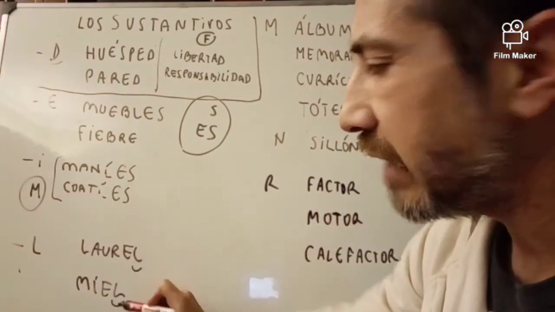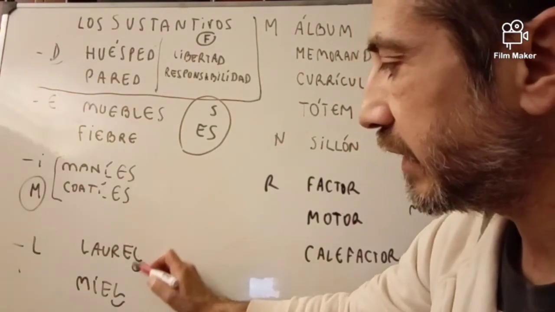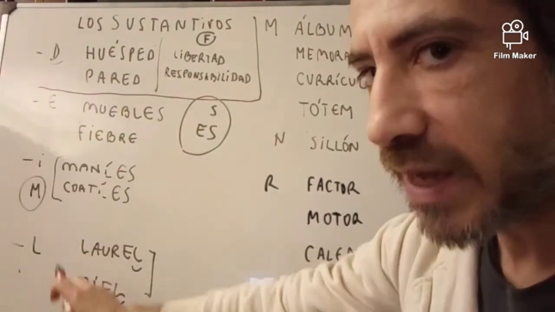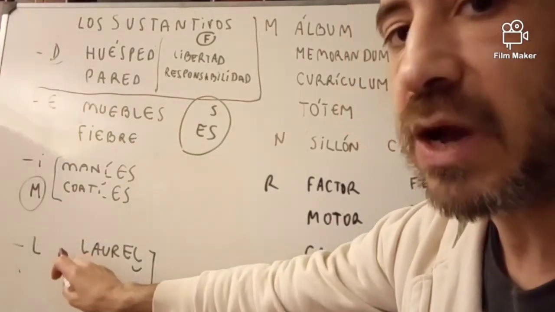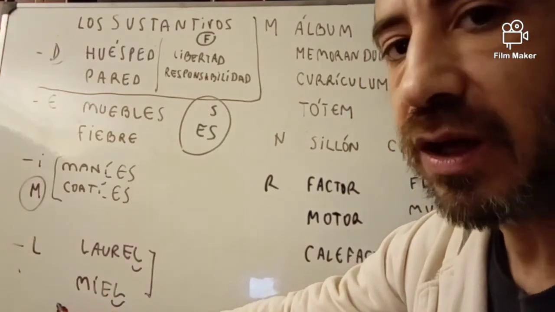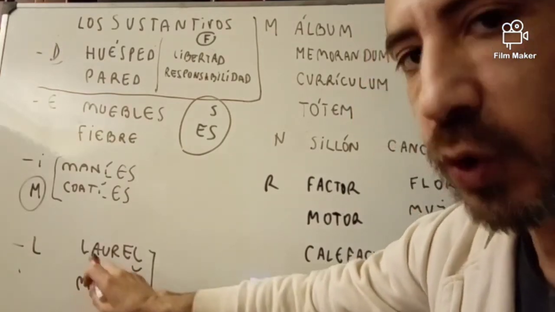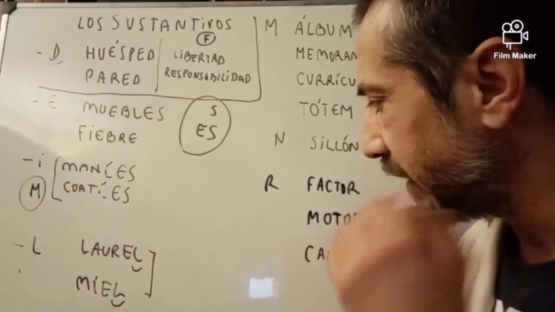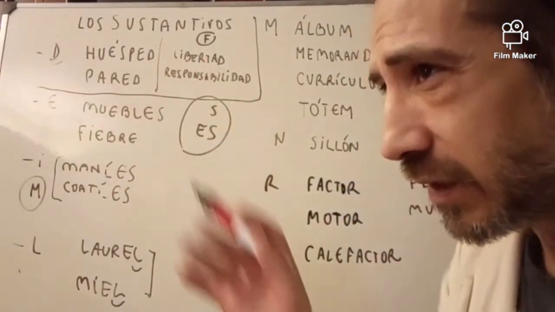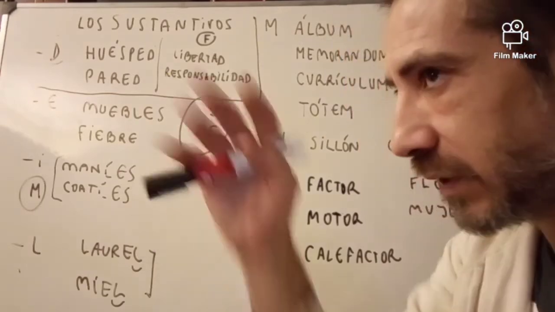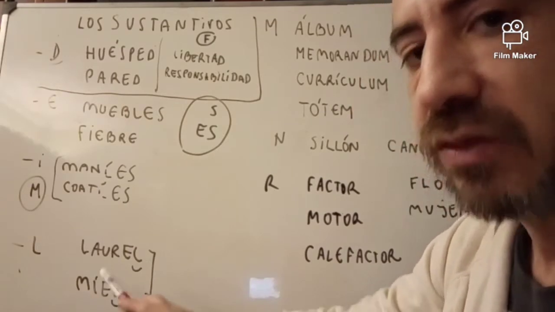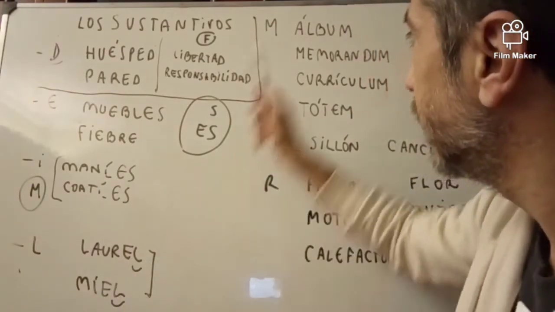Ending with l, we have a lot. I put two examples, a masculine one and a feminine one. El laurel, the laurel. La miel, the honey. Honey, laurel. I repeat it in case you couldn't listen properly because the motorcycle was going very fast. El laurel, la miel, the laurel, the honey.